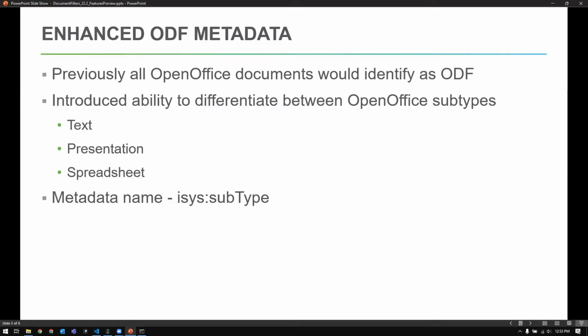There's a common metadata we've used for other formats before. The name is ISIS subtype. That's now going to include information when converting open office files that's going to help us identify whether something is a text, presentation, or a spreadsheet.